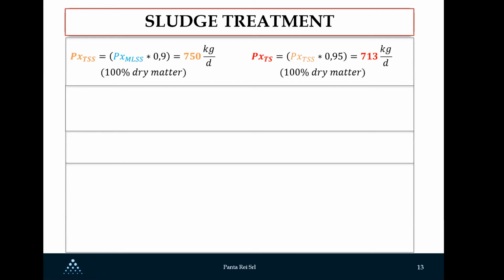Starting from the sludge produced from the thickener, we can also calculate the final sludge produced after the dewatering, where in this case, 0.95 is the capacity of the dewatering unit to catch the solids. Also, the final result is considering 100% dry matter.